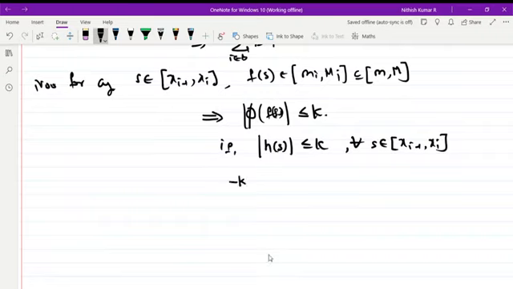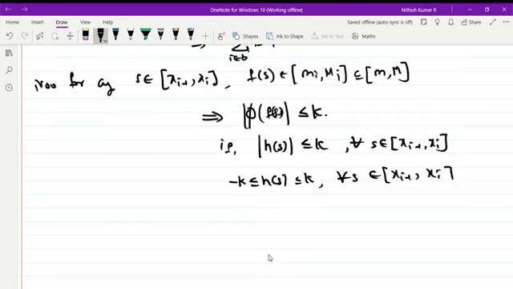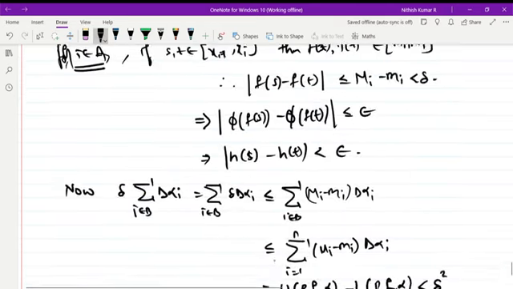That is, we have minus K is less than or equal to h of s, which is less than or equal to capital K, for all s belonging to the closed interval [x_{i-1}, x_i]. Therefore minus K is less than or equal to m_i*, and capital M_i* is less than or equal to K. See this.